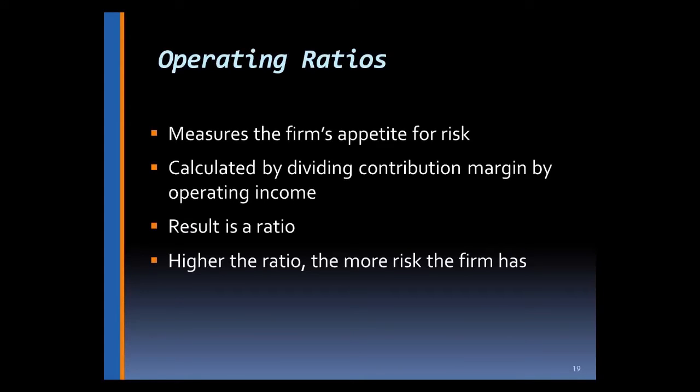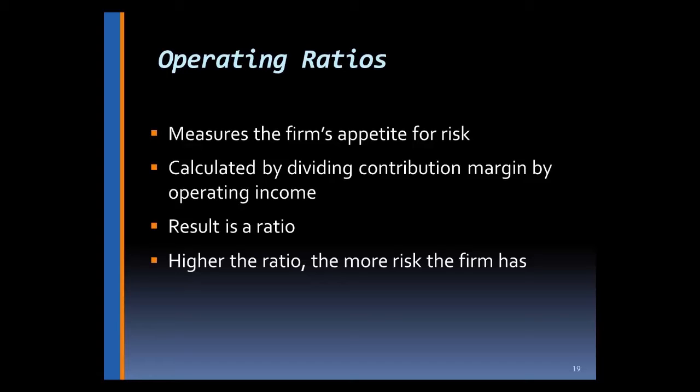Operating leverage measures the amount of risk that the firm has. It measures the firm's appetite for risk. And we calculate the operating leverage by dividing the contribution margin by the net income. And that result is called a ratio. It's going to be an absolute number.